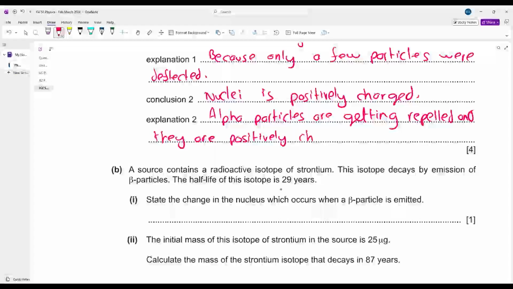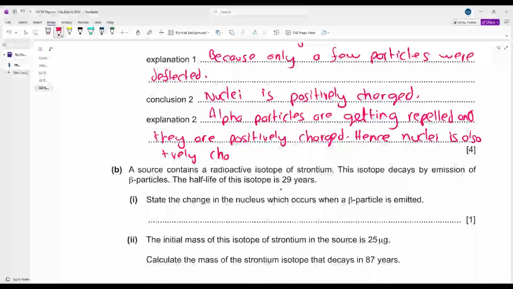Hence, nuclei is also positively charged. Perfect. Let's further see.